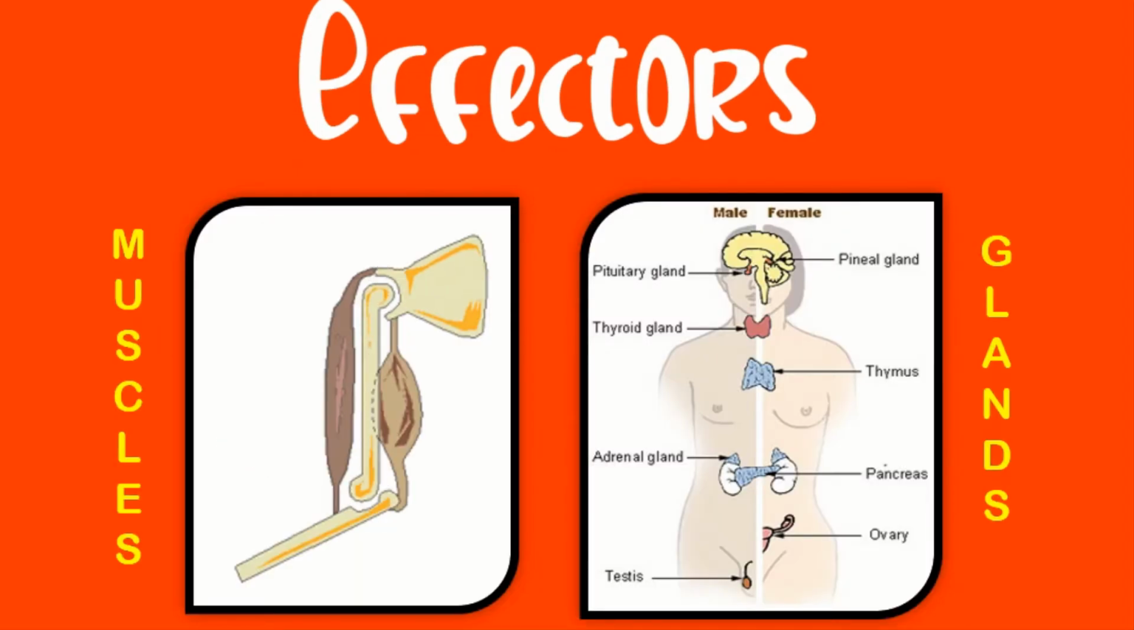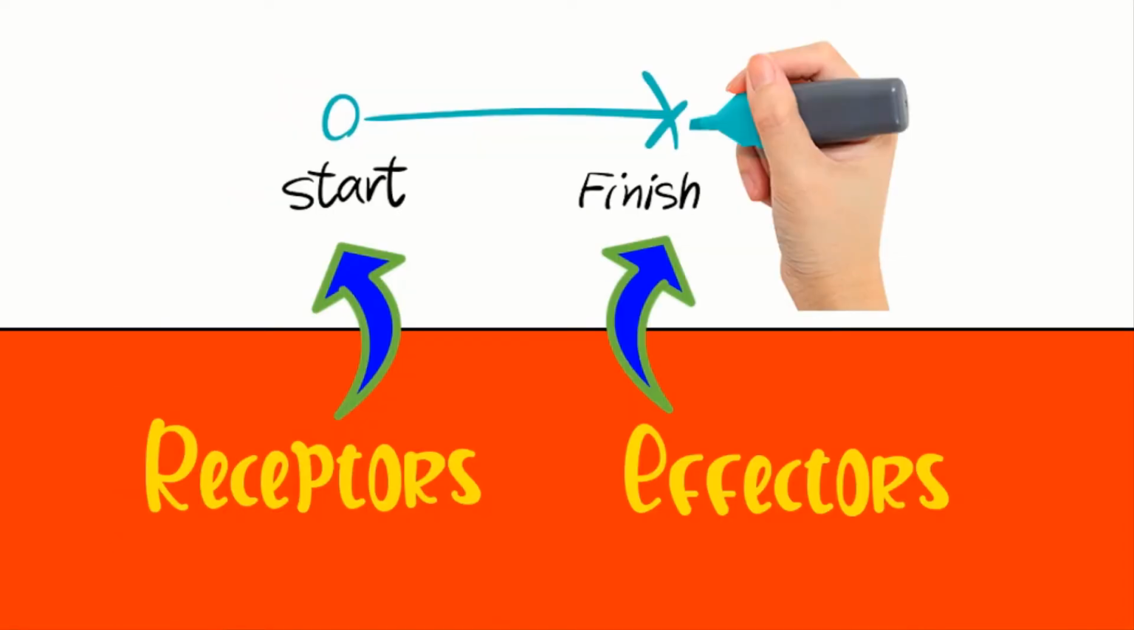But then you have to actually produce an effect. And that might be your muscle moving you, or it might be a gland releasing a hormone like adrenaline. And we'll do more on glands later, so don't worry for now. But those two things together are called effectors. So we know it starts with receptors, say in your eye, and it finishes with effectors, say in your bicep.